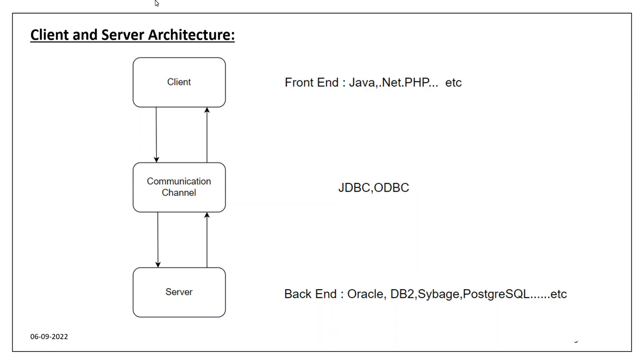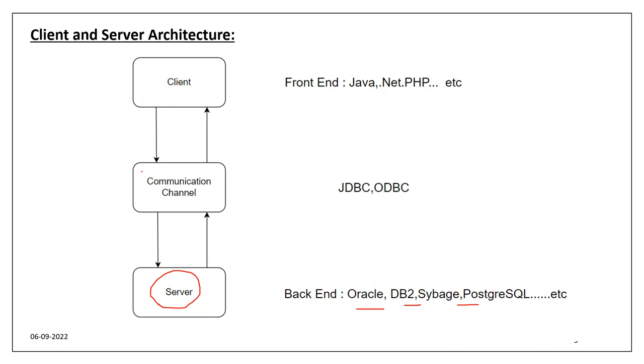Okay, so as we discussed yesterday, what is front end, what is back end, what is communication channel, what is server. Server is nothing but a back end. So there are multiple back end technologies, like SQL, DB2, Sybase, Postgres, and so on. These are all databases. So what is a database? A collection of interrelated data.